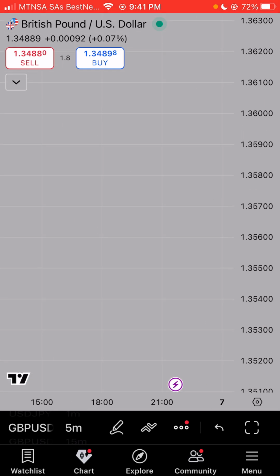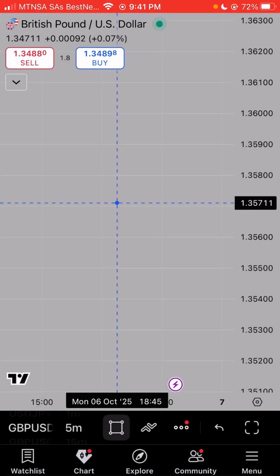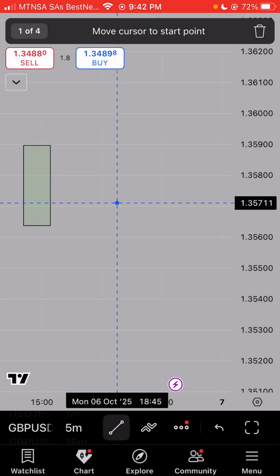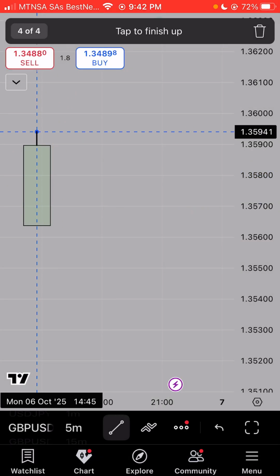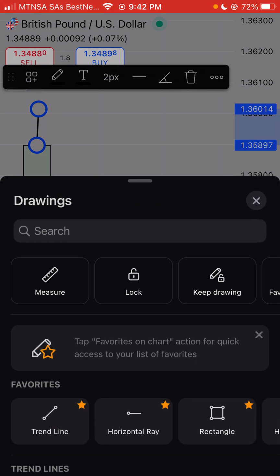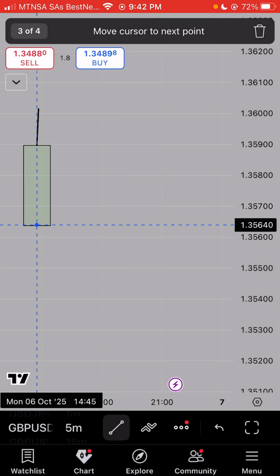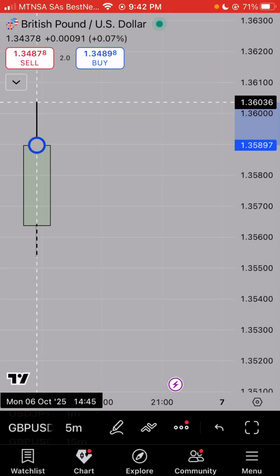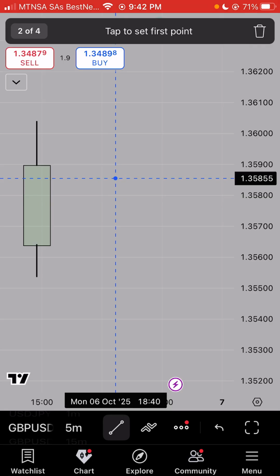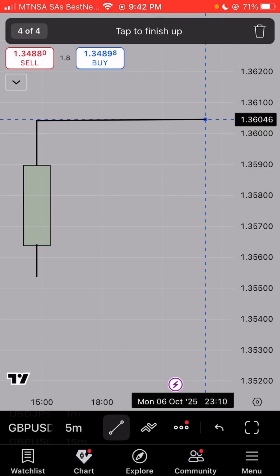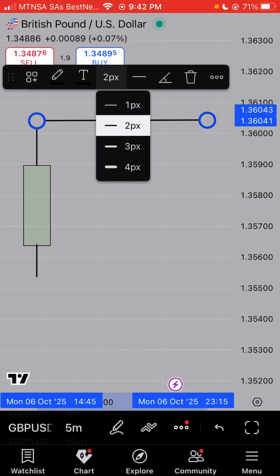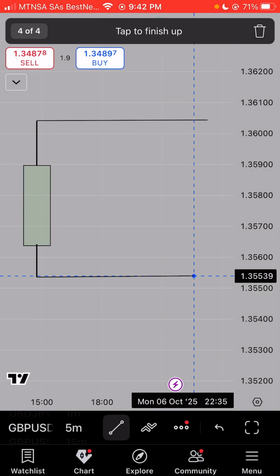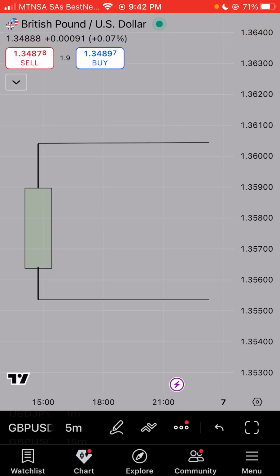So simple. I'm not gonna go into explaining model 1 and 2 too much because I did explain it in the one-on-one group, right? That is where you're going to understand model 1 and 2. Model 1 and 2 is from the 4 hour to the 15-minute time frame.